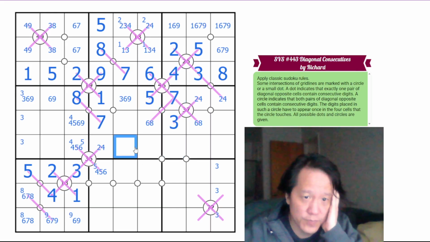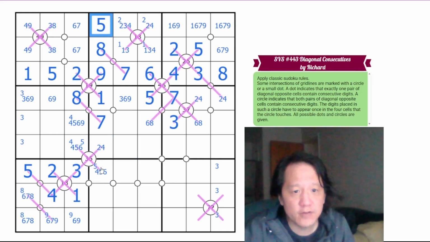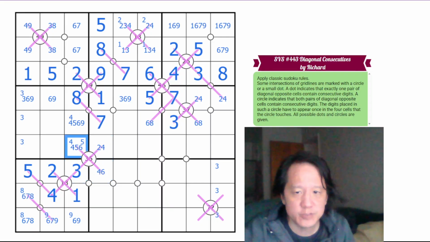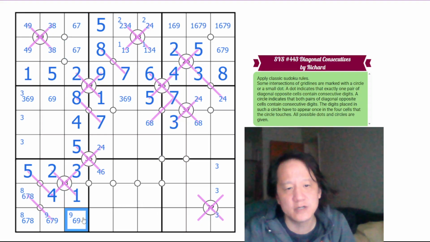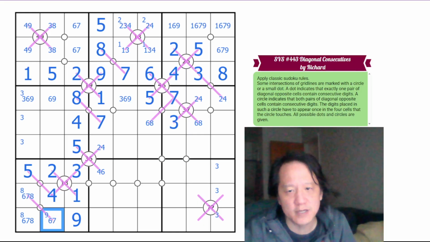Okay. This 5 eliminates 5 here. Where's the 5 around this quad? It must be here, which makes this a 4. So I have 4 and 5. 6, 7 pair eliminates 6 and 7 in the rest of the column. So this is 9, which means this cannot be 9. So this is guaranteed to be a 7 here because it's either 6, 7 or 6, 8, 7, 8.